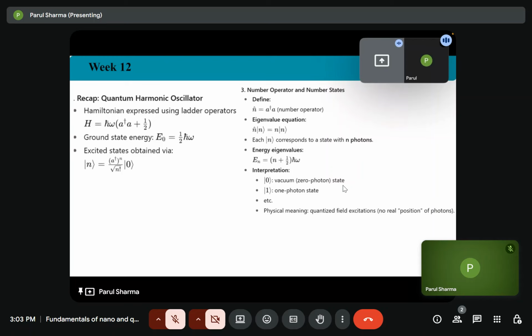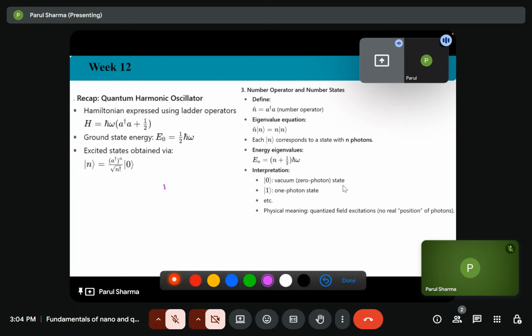And we can calculate the excited states. So if we know the ground state, if the zeroth state is known to us, then we can find out the nth excited state using this relation. |n⟩ equals (a†)^n upon square root of n factorial, and then the zeroth state.